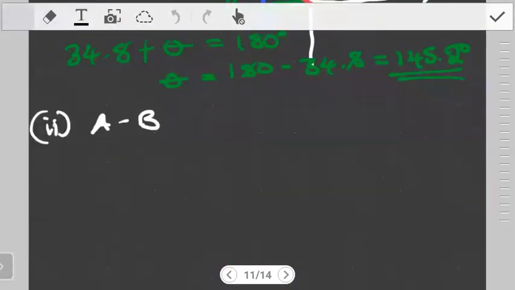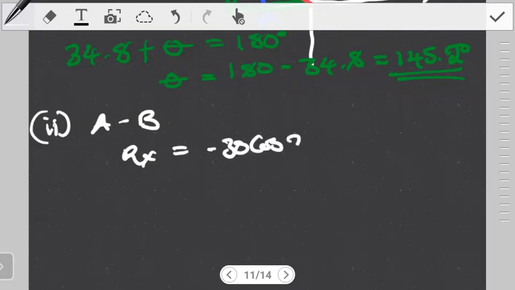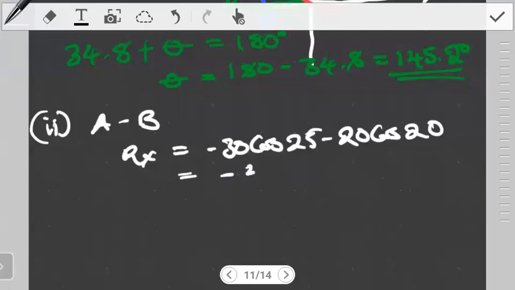Okay, so the x component of the difference is going to be minus 30 cos 25 minus 25... that's minus 20, sorry, cos 20. If you work this one out, what you're going to get is minus 46.0. This becomes the x component.